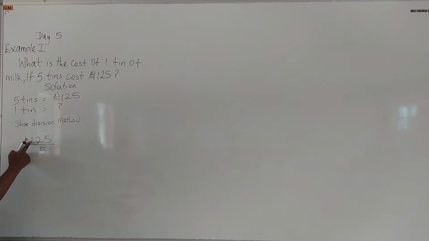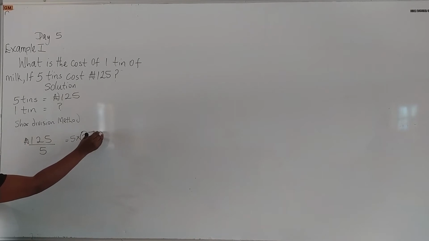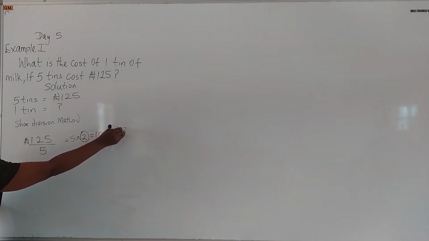5 can't divide 1, so we merge the first 2 numbers together and divide as 12. 5 divide 12. You can use the multiplication method to divide. You think of a number that can be multiplied with 5 to give you a number close to 12. Let's check. 5 times 1, 5. 5 times 2, 10. 10 plus 2 will give you 12.